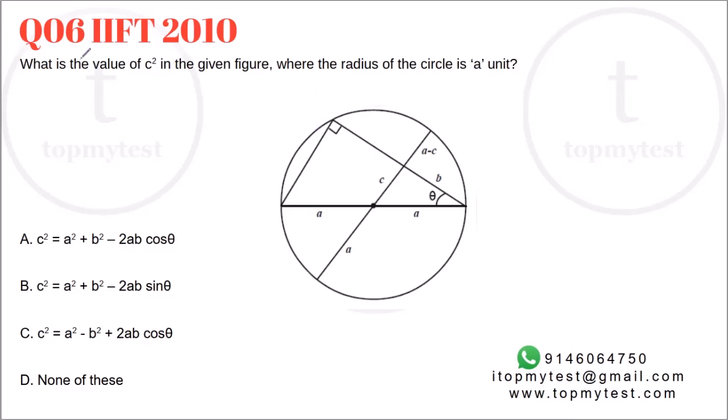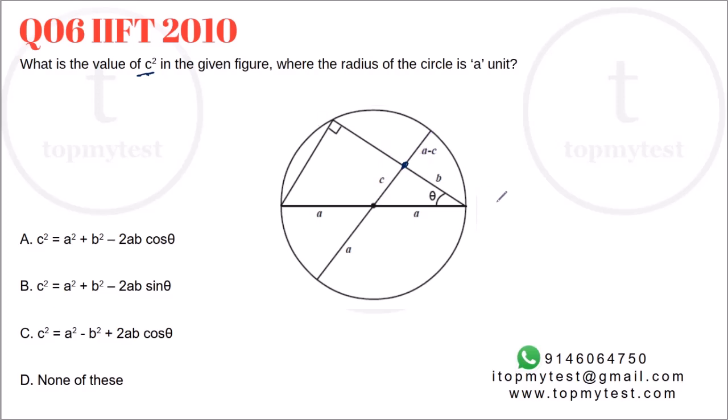And the last one is from IFT 2010. This also involves some use of circles along with trigonometry. Let's see what this is. What is the value of c square in the given figure? So this is c, this is b, this is given as a minus c, where a is the radius of the circle. So we know this portion is c, this is a minus c.